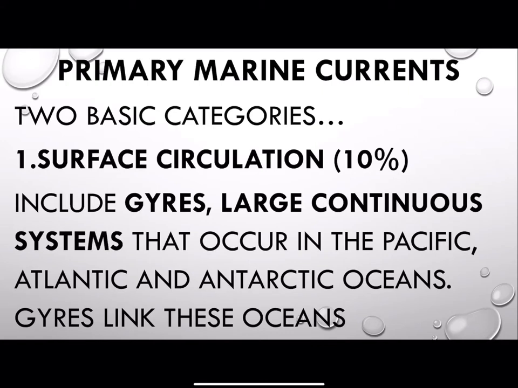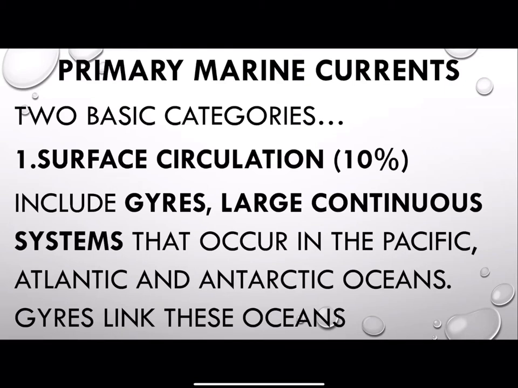Now, there are two basic categories of currents. We're going to be talking about primary marine currents. There are two basic categories, and then we have some subcategories under at least the first one. The first one is known as the surface circulation currents. And in this category, it includes what are known as gyres.